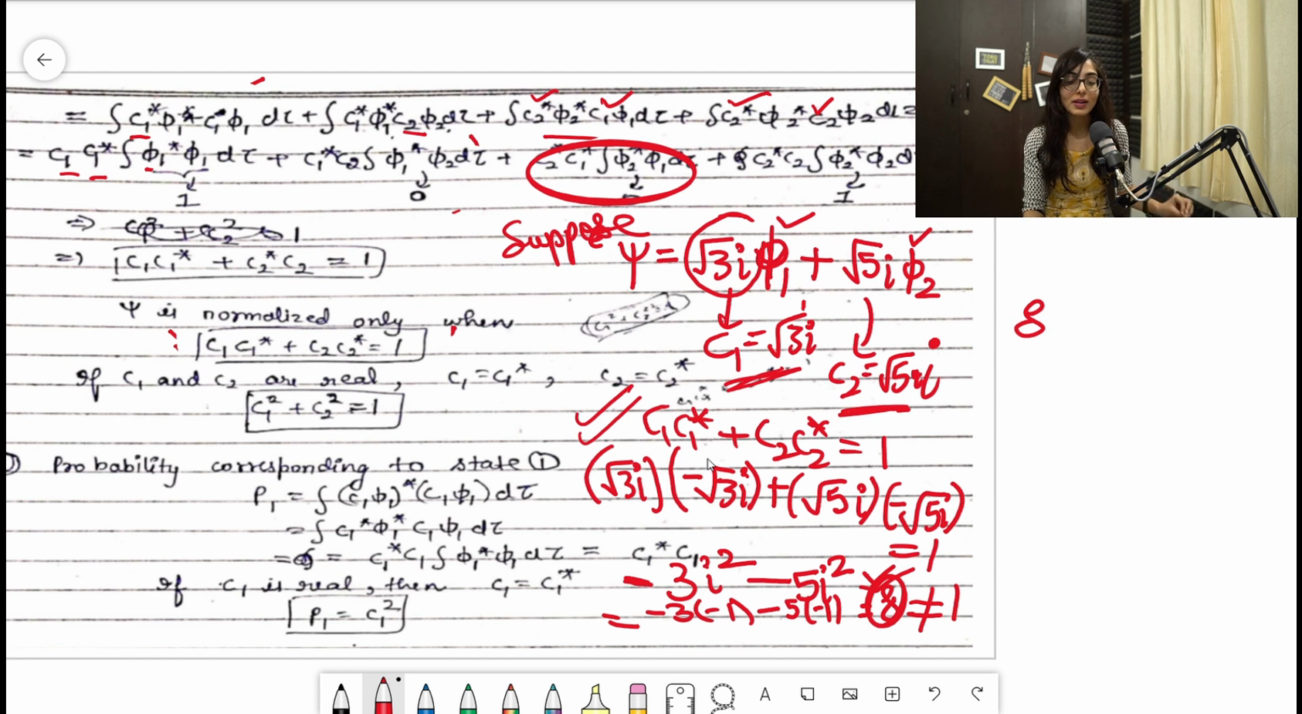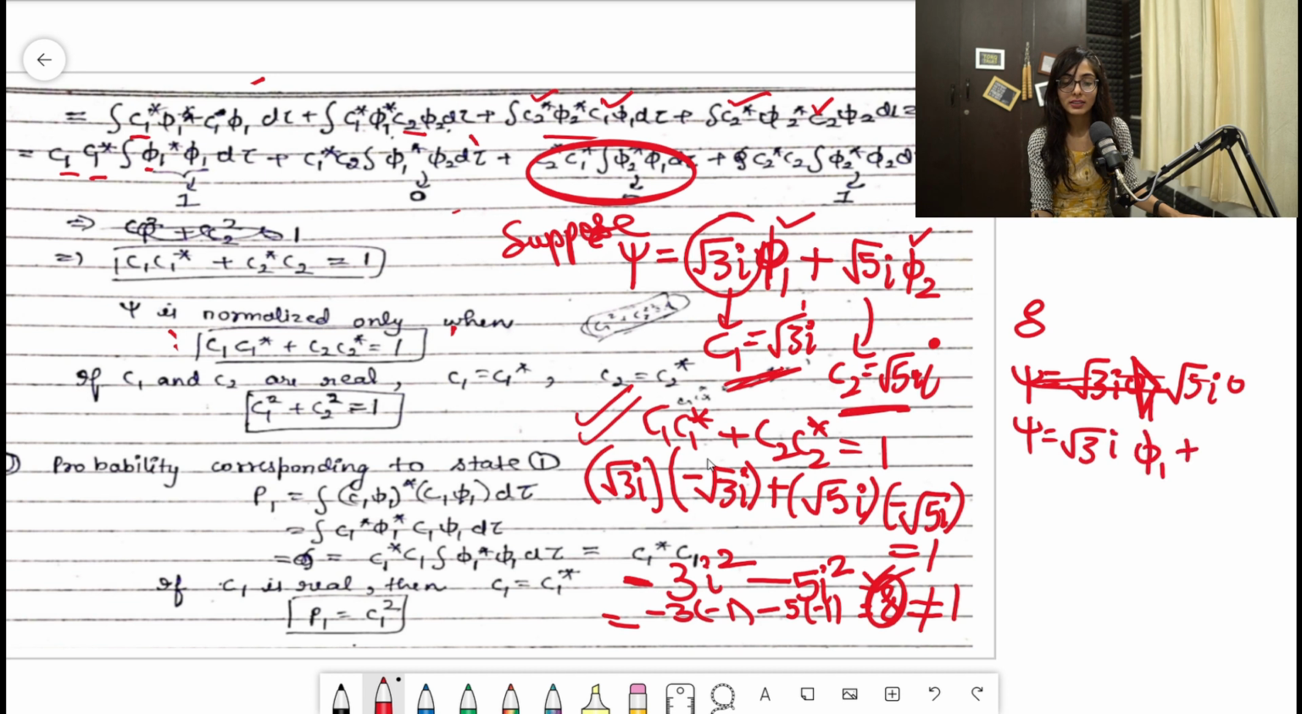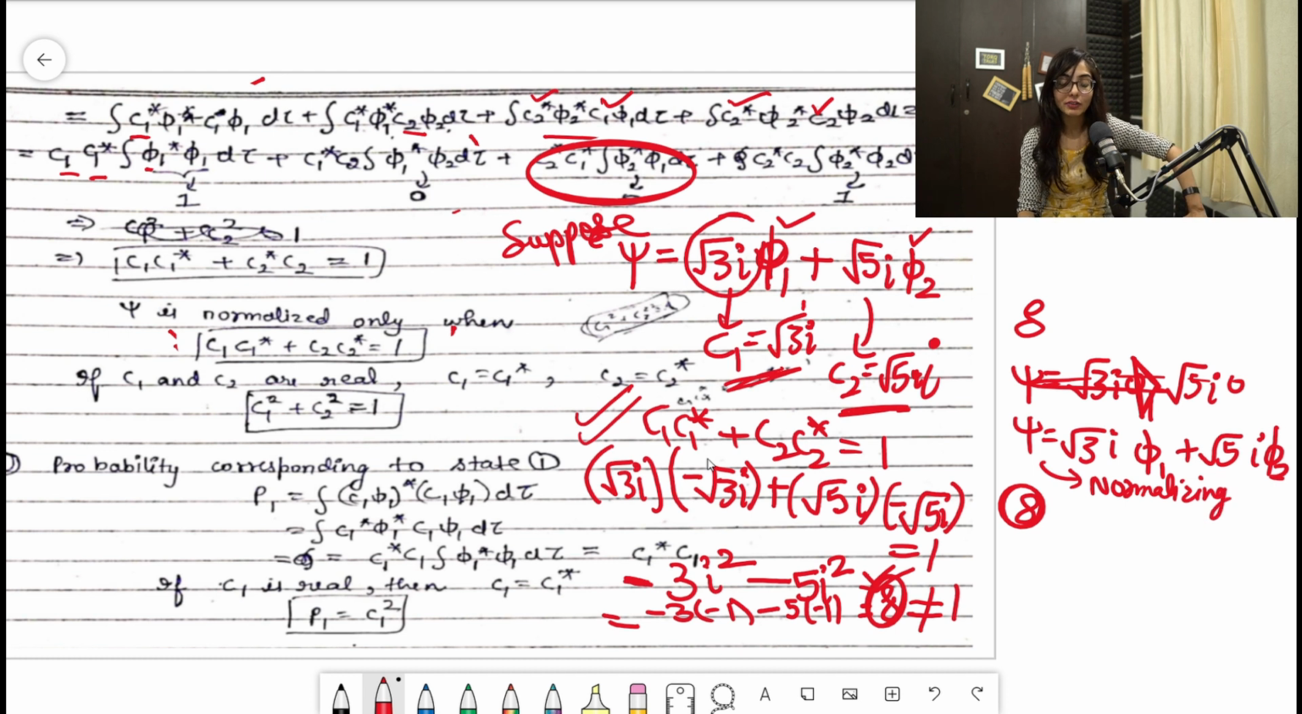So for normalizing it, your earlier equation was root 3i phi 1 plus root 5i phi 2. I'm again writing over here, root 3i phi 1 plus root 5i phi 2. Clear? So my answer is coming 8. Fine. For normalizing it, I'll do one thing, guys: I will take the inverse of this 8, and then I'll take the square root. And then I'll multiply it with this whole equation.